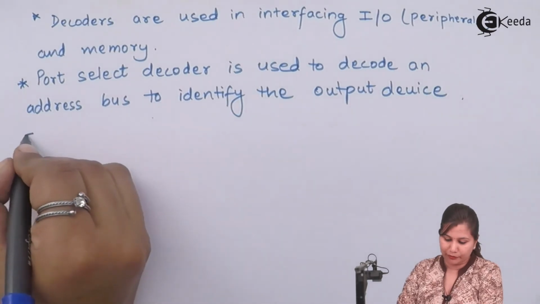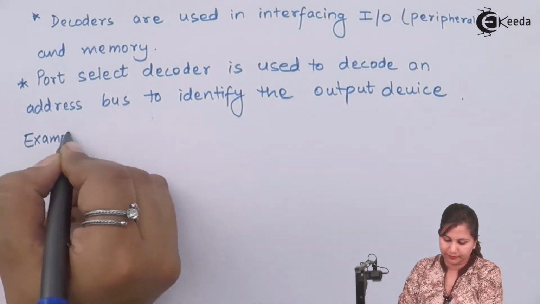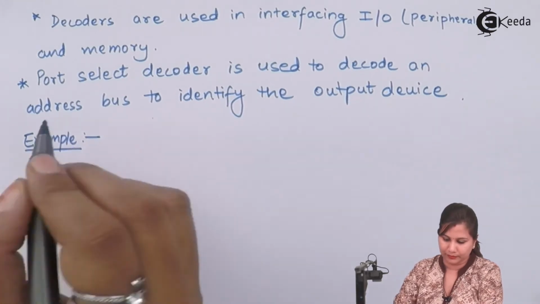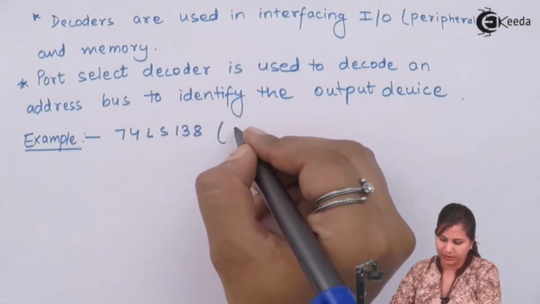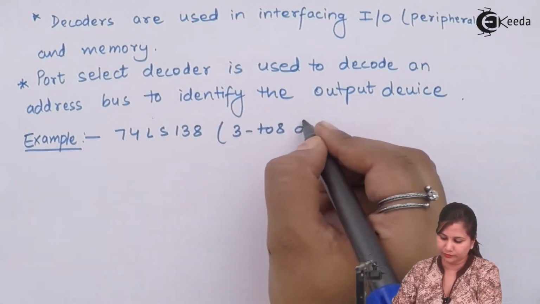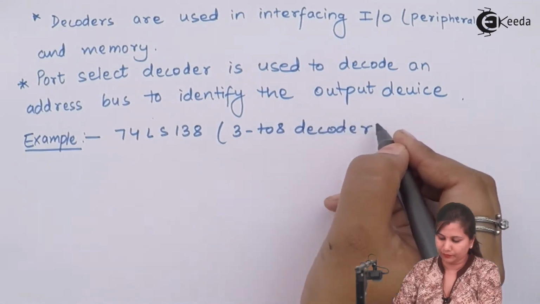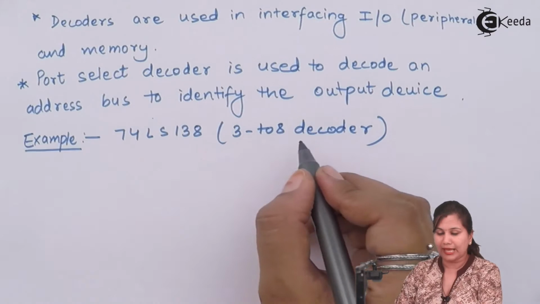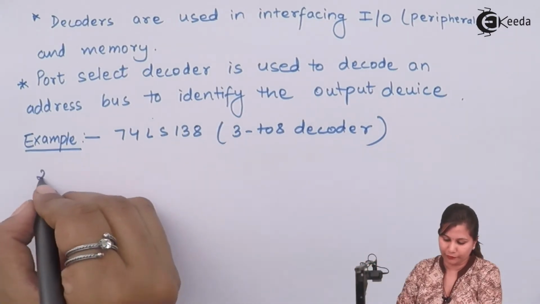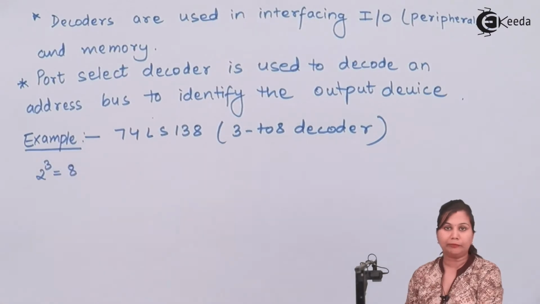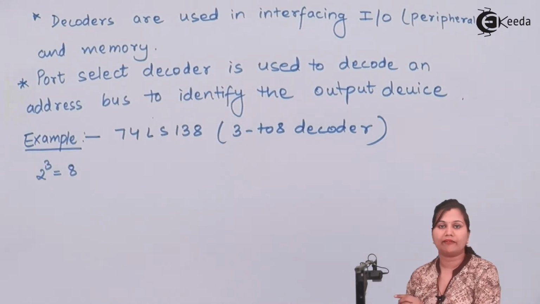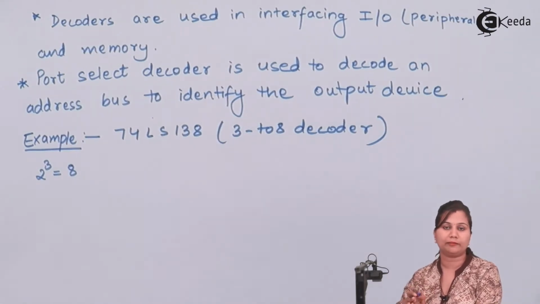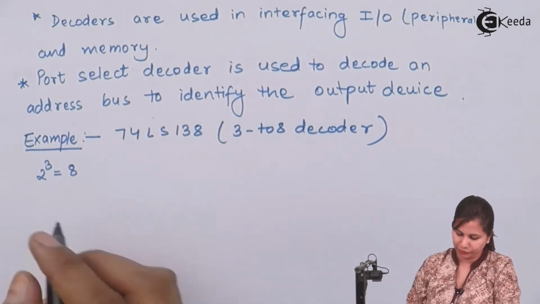Now let's take an example of a decoder: 74LS138. This is a 3 to 8 decoder. So 3 input lines and 8 output lines are there. 2 raised to the power 3 equals 8, so 3 input lines can give us 8 combinations, and we have 8 output lines. Whenever an input combination is given, the corresponding output line will be activated. So we have 3 input lines.